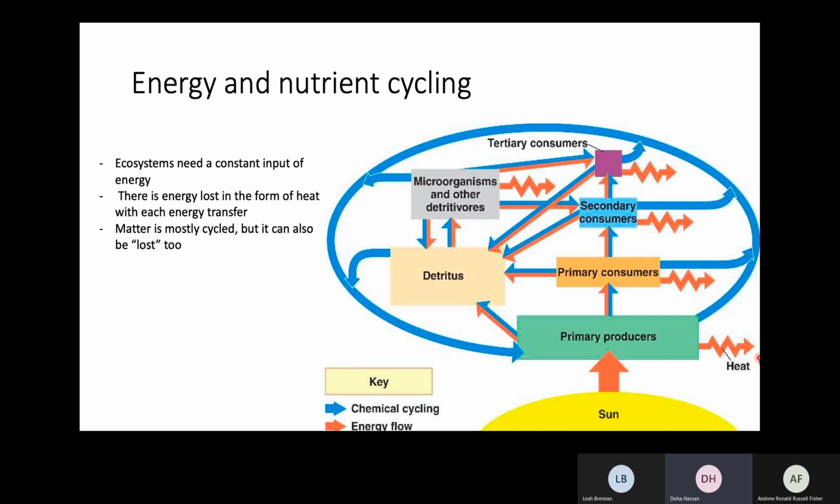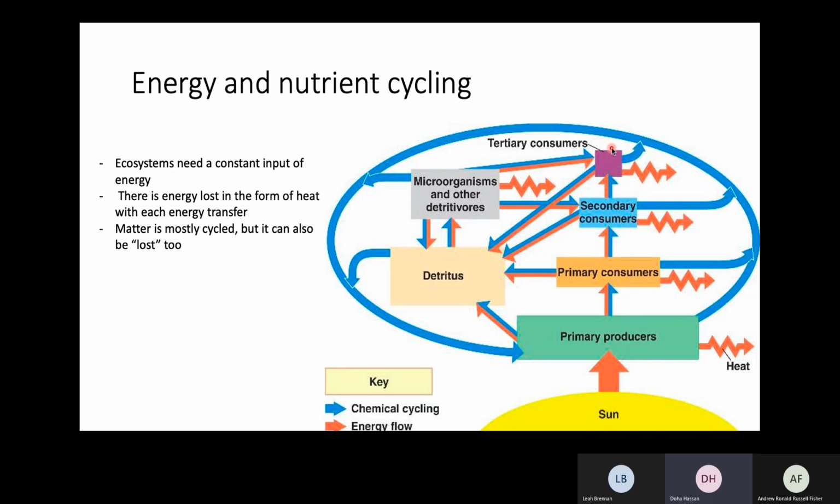Again, with each energy transfer, you lose energy as heat, so that totally makes sense. And then obviously these primary consumers are going to be consumed by the secondary consumers. During this energy transfer, the primary consumers are also going to lose energy as heat. Then the secondary consumers are consumed by the tertiary consumers. And again, they lose some of that energy as heat.